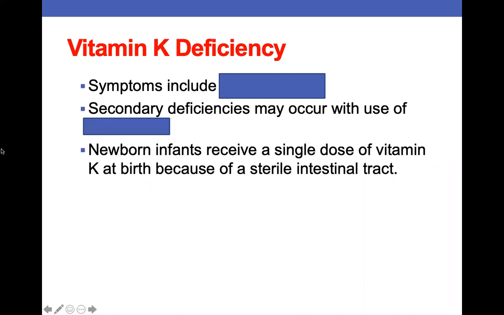And then we already talked about this. We give newborn infants vitamin K. They don't have the gut bacteria to make vitamin K, so we need to give it to them. It's not antibodies, it's antibiotics. Okay, well, you guys already know symptoms include bleeding or hemorrhage, secondary deficiencies, antibiotics. Sorry, I didn't uncover that one.